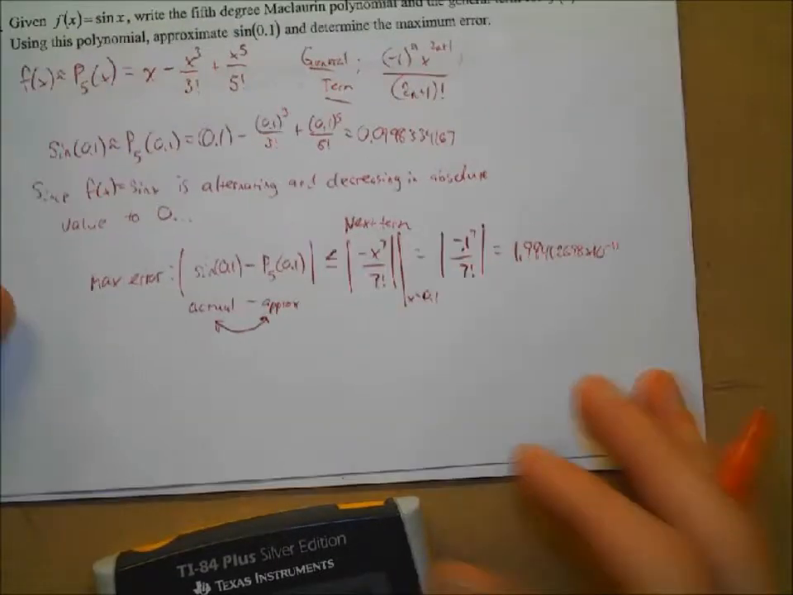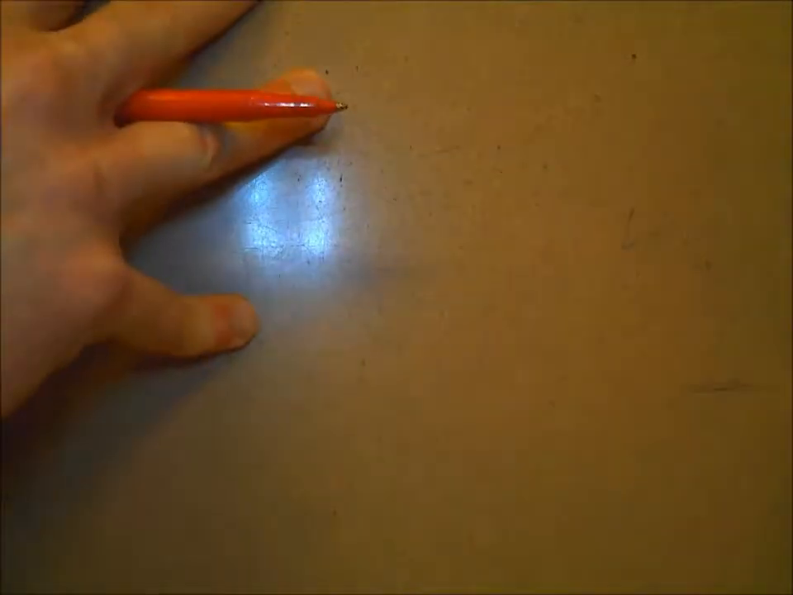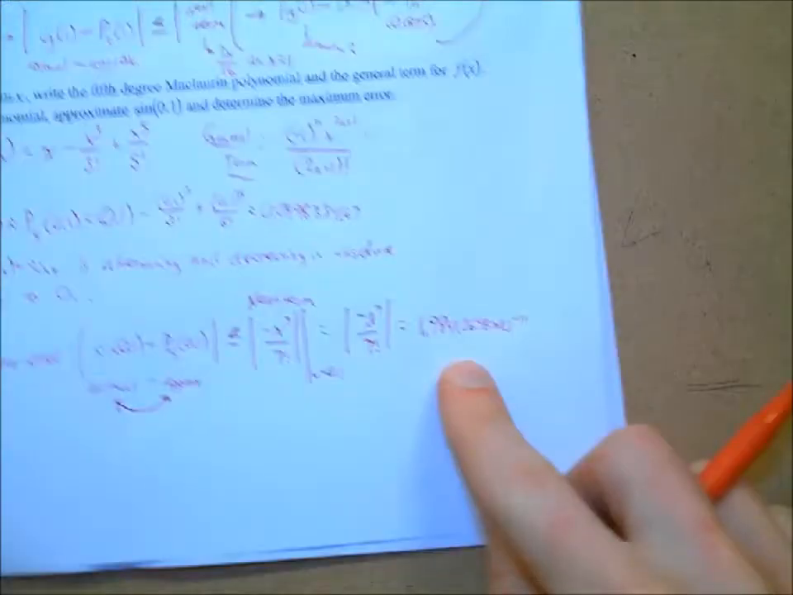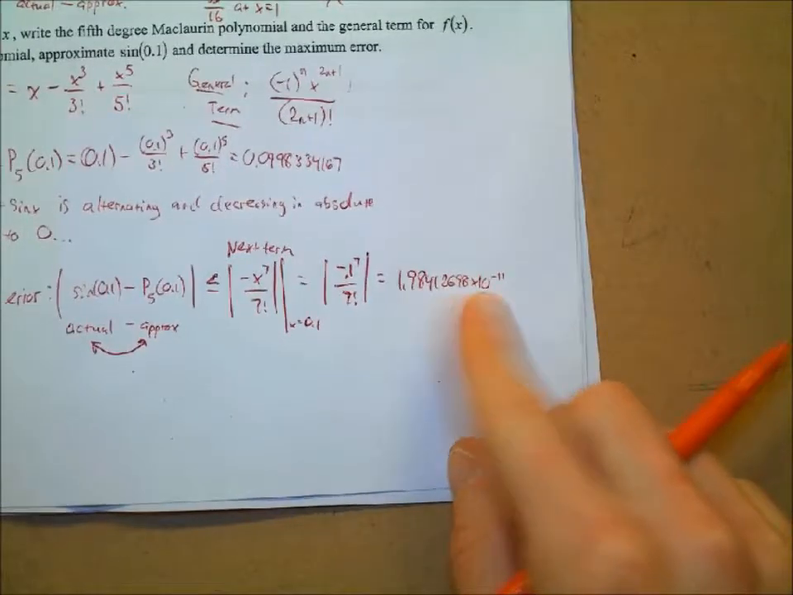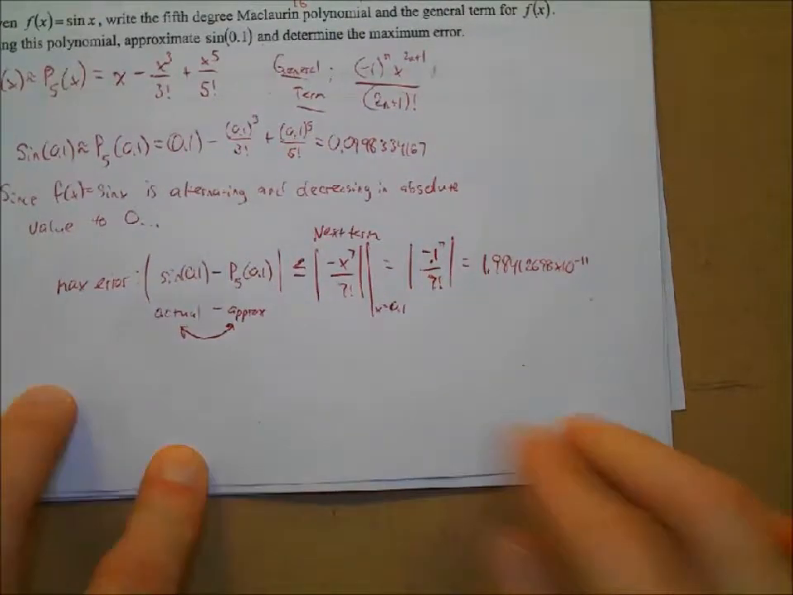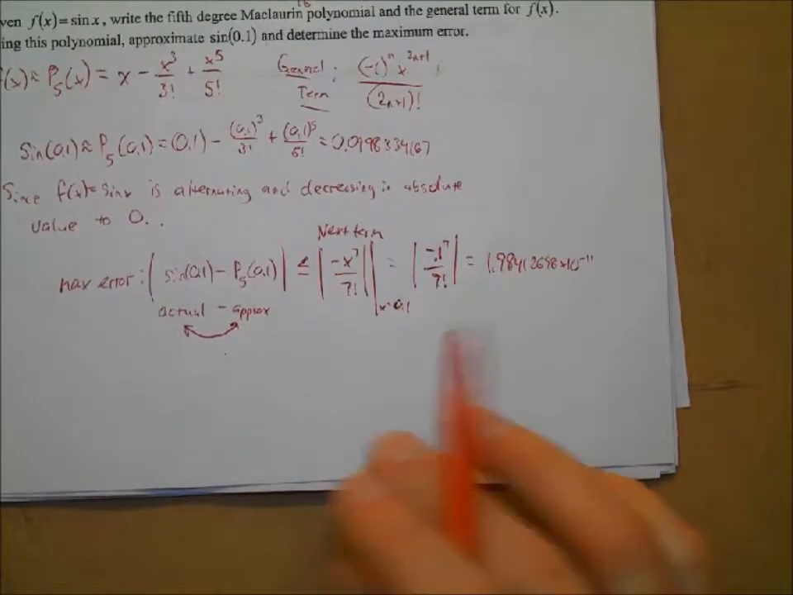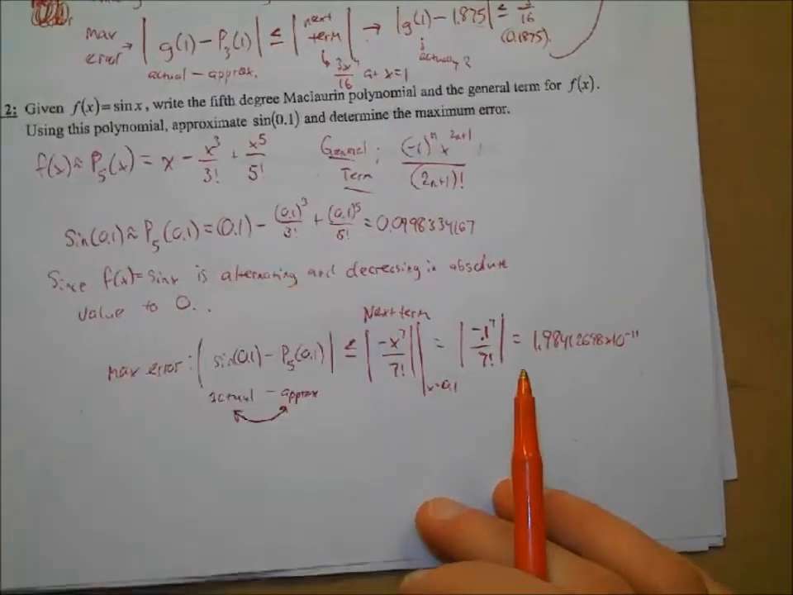So that is the maximum amount of error that we have. Maximum error is that tiny number. That's the furthest we're going to be off by with this 5th degree Taylor polynomial that we used. That's pretty crazy, right? That at 0.1 it's going to be that close.